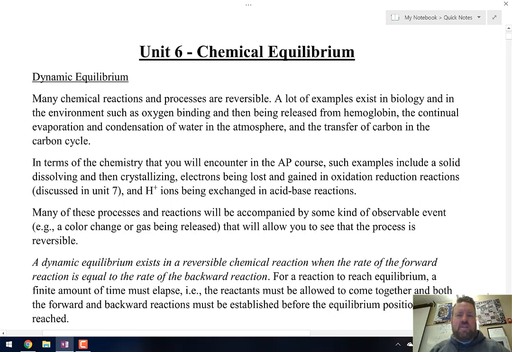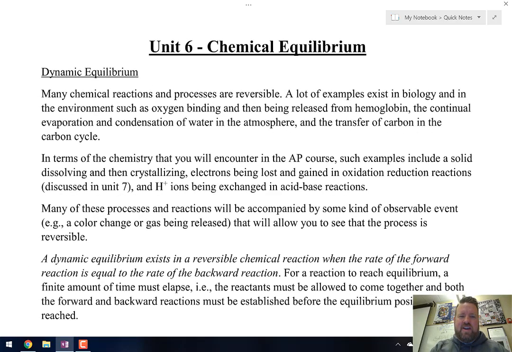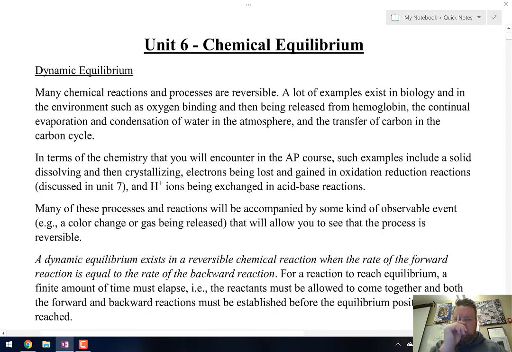Right, welcome to Unit 6, Chemical Equilibrium, something we've been looking forward to all year, and now we're finally here. So let's just dive right into it. This is the introduction to Unit 6, again discussing chemical equilibrium. This is a fairly long unit, and that's okay, but it's also probably the most tested unit on the AP exam.